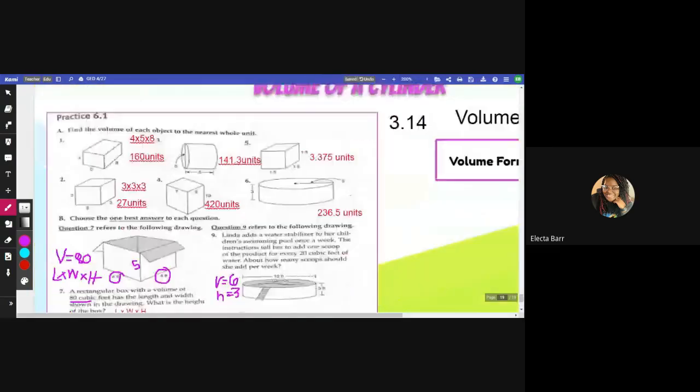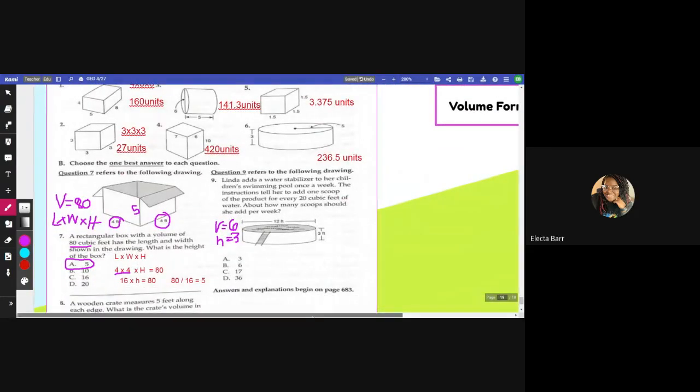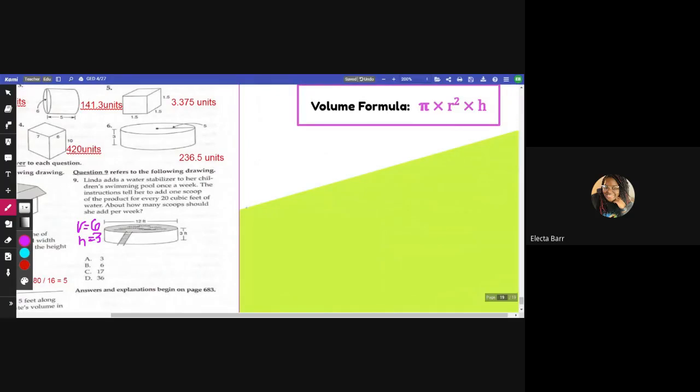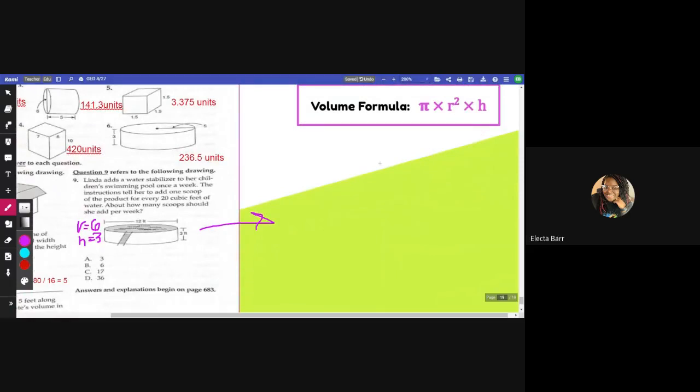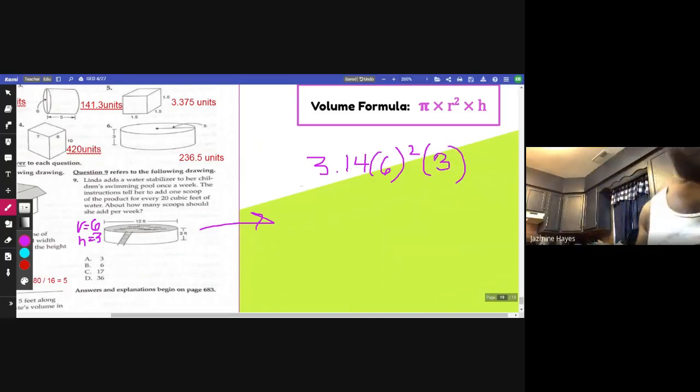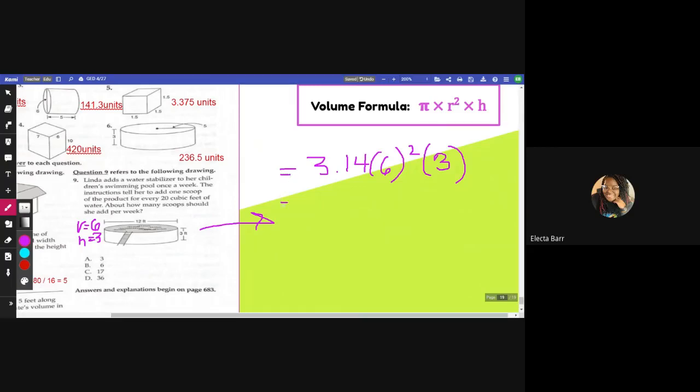So scrolling back up for a second. Remember the volume of a cylinder is pi r squared times h. So you wanted to do 3.14 times 6 squared times 3. First you got to do the 6 squared. So remember, this is not saying 6 times 2. This is saying 6 times 6. So that equals 36.